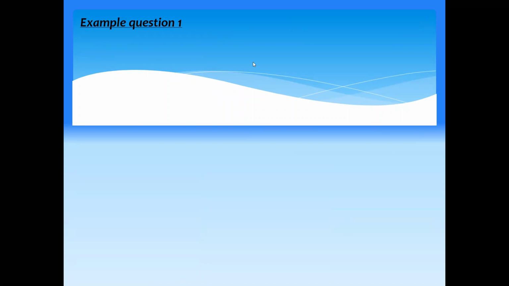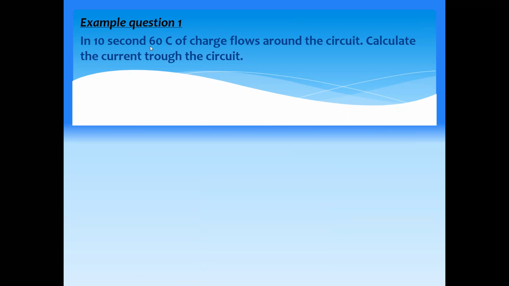Example question. In 10 seconds, 60 coulomb of charge flows around a circuit. Calculate the current. In 10 seconds, 60 coulomb of charge is flowing. What's the current? 60 divided by 10 equals 6, and the SI unit of current is ampere, so it will be 6 ampere.